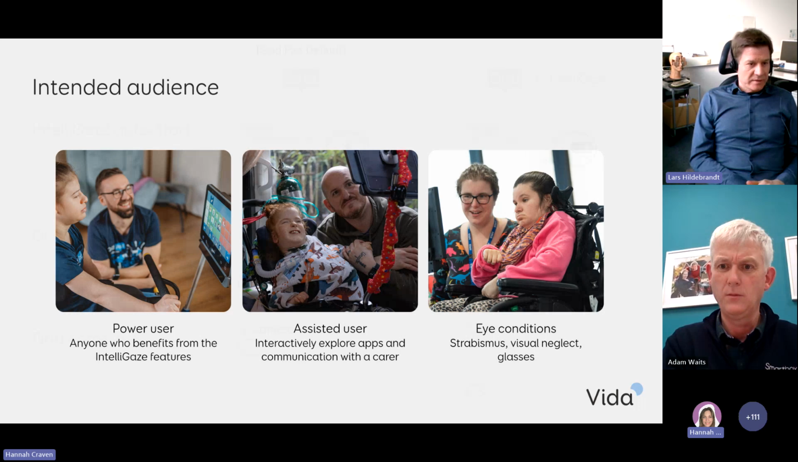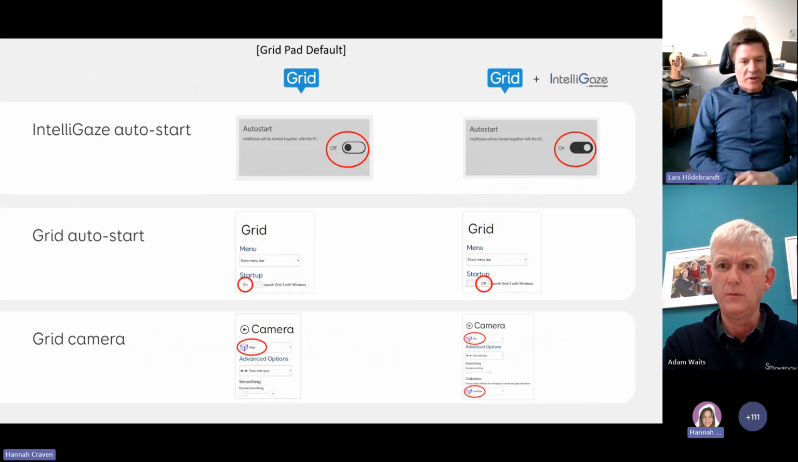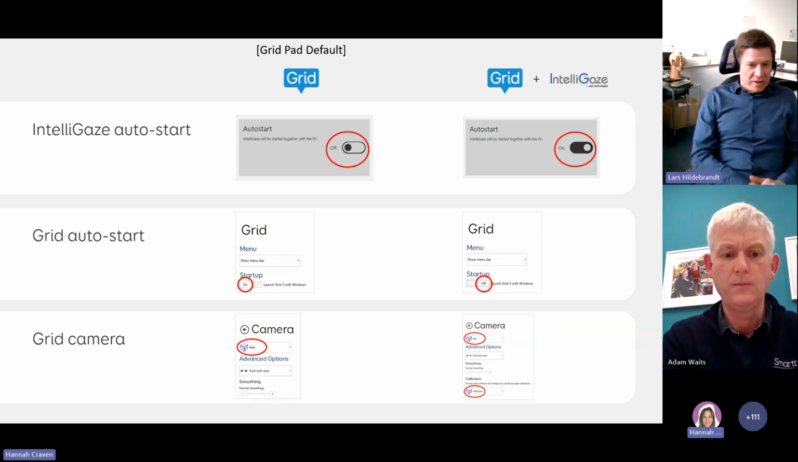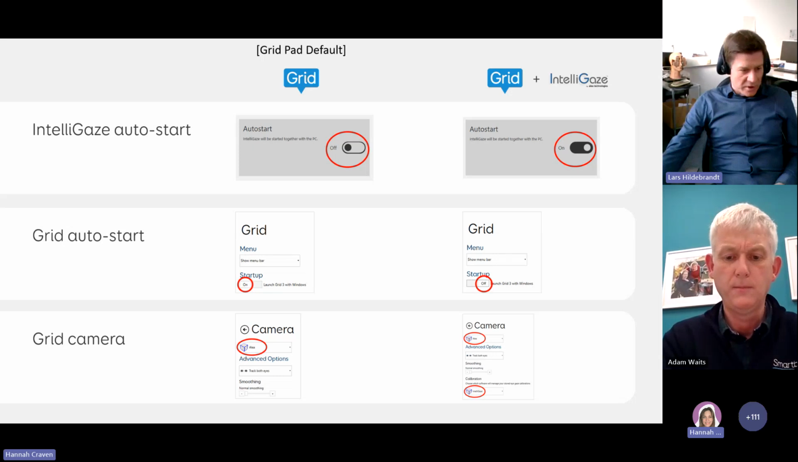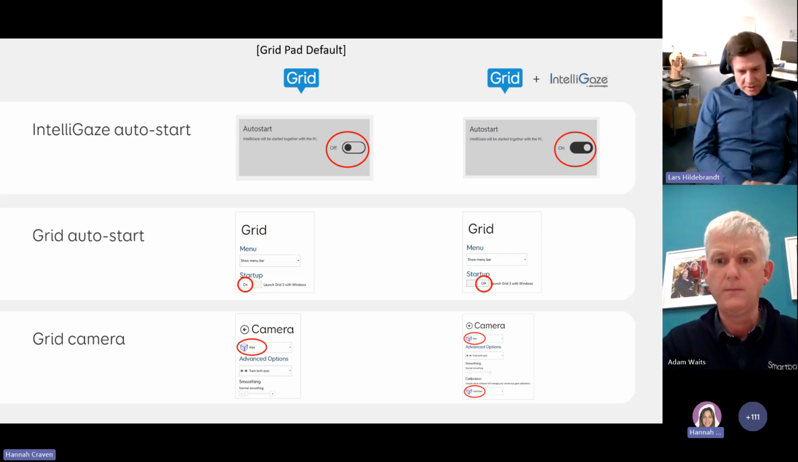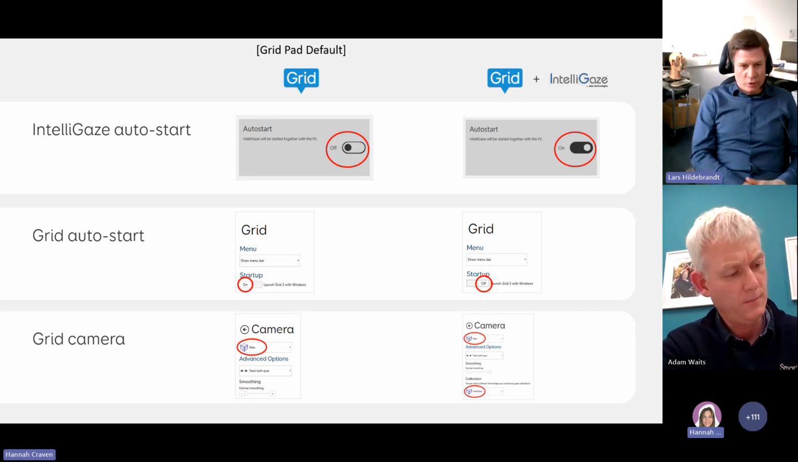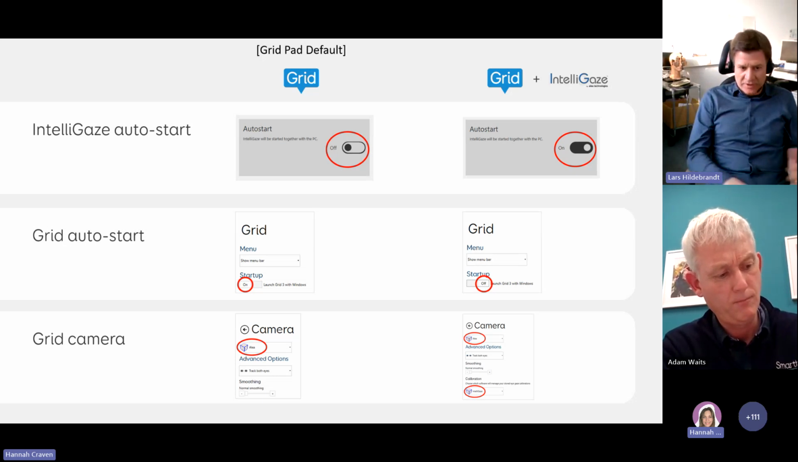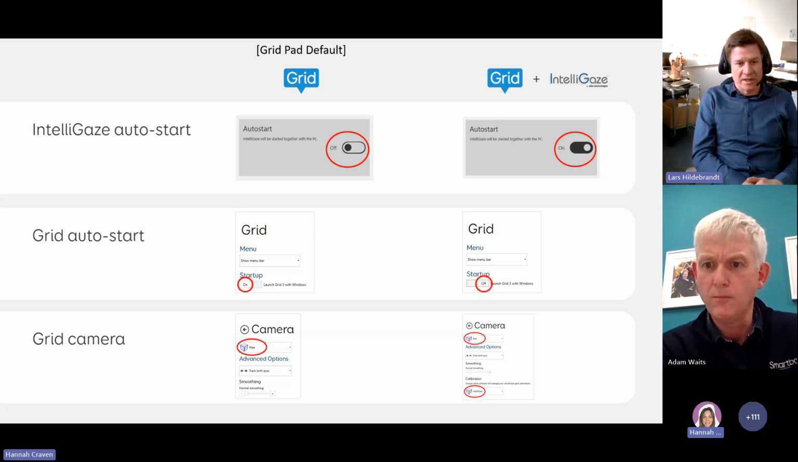Okay, next slide, please. How to set up your Grid. If you first unbox your Vida 13, then it's configured as seen in the first column. The Grid Pad default is that Grid is in the auto start. If you turn on your Grid Pad, it comes up with Grid and off you go. If you then exit Grid, then the eye gaze is shut down as well. And therefore you have to start it manually if you want to do the calibration in IntelliGaze or use the desktop access of IntelliGaze.